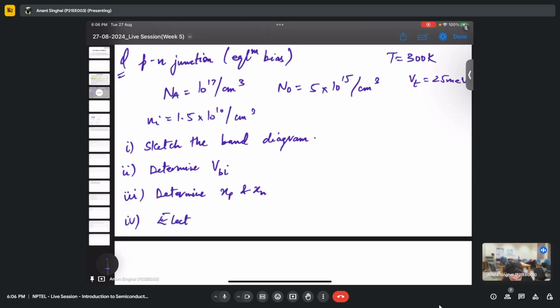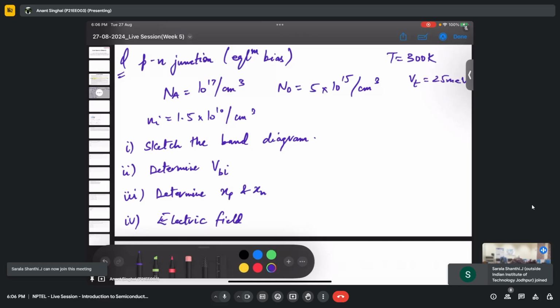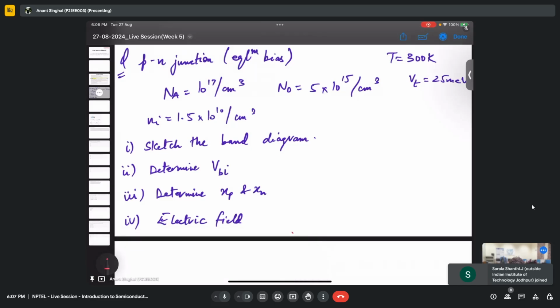We have already covered all of these formulas and the nature of the plots in the last week. Maybe you can take your time and let me know quickly. If someone already knows, you can open your mic and let me know the answers. I'll repeat again: we are doing one or two problems for the equilibrium conditions, and then we'll go for the applied bias. So this is the first problem, similar to the previous week's problem.